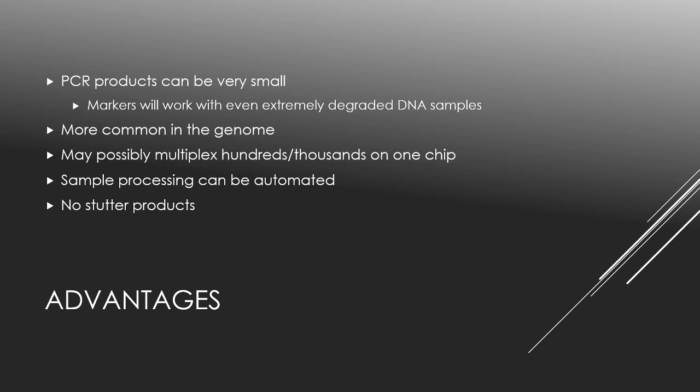Advantages: PCR products can be very small. Markers can work with extremely degraded DNA samples. It is more common in the genome and may possibly multiplex hundreds and thousands in one chip in the future. Sample processing can be automated and there will be no stutter products.